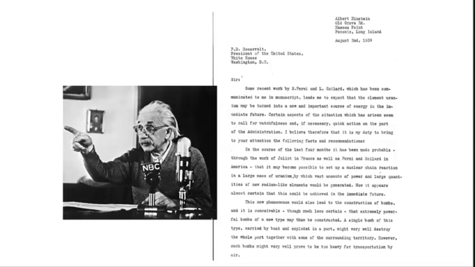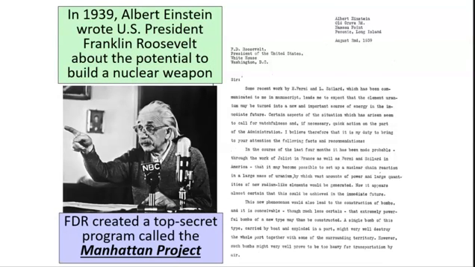Now, we have to go back in history just a little bit, all the way back to 1939. Einstein, a famous physicist, is going to write to President Franklin Delano Roosevelt about the potential to build a nuclear weapon. As a result of the letter that he writes to FDR, which you see on the right-hand side of the screen, FDR is going to be convinced, and he's going to start a project to try and build a nuclear weapon. They named this secret project the Manhattan Project, and you're going to need to know that.